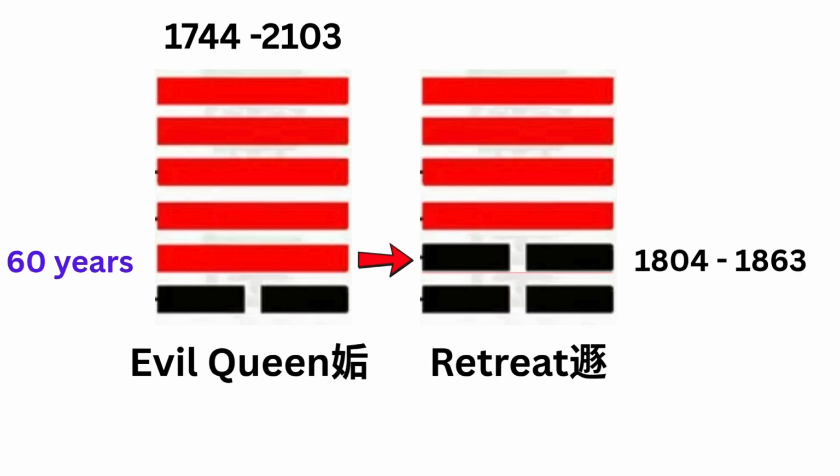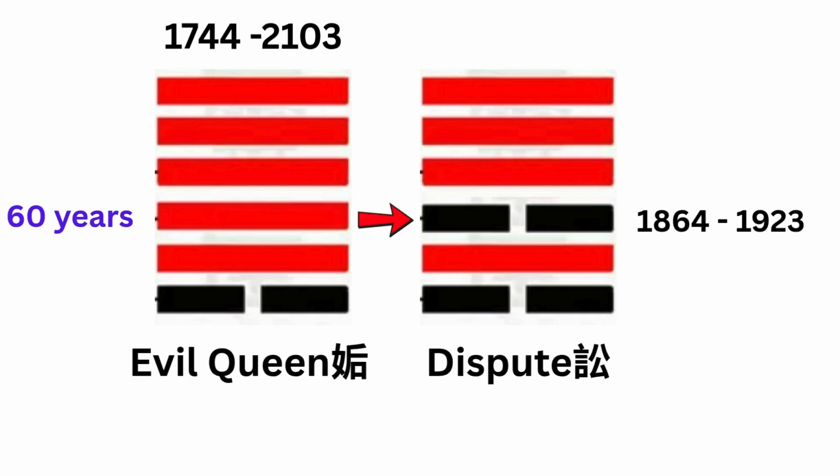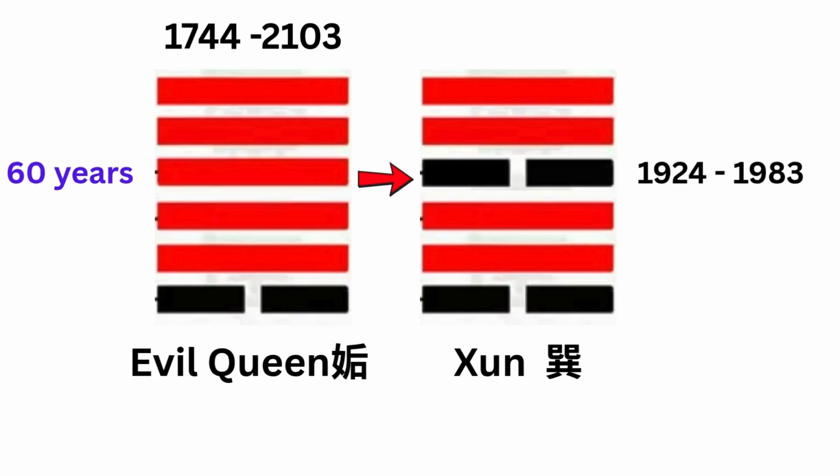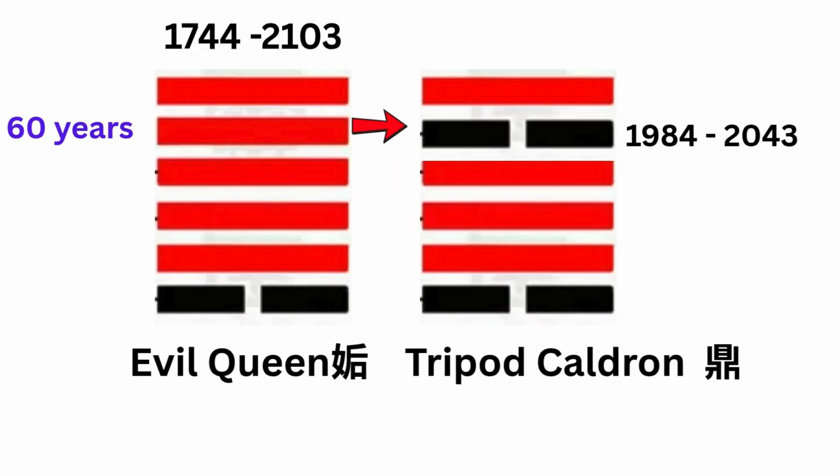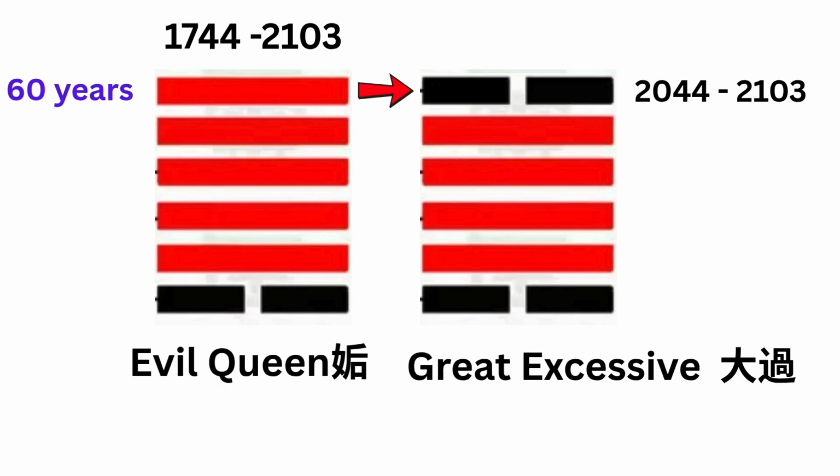When its second Yao changes, it turns to hexagram retreat. When the third Yao changes, it turns to hexagram dispute. When the fourth Yao changes, it turns to hexagram shuan. When the fifth Yao changes, it turns to hexagram tripod cauldron. And when the last Yao changes, it turns to hexagram great excessive.